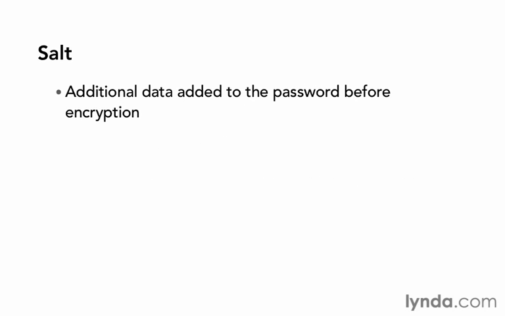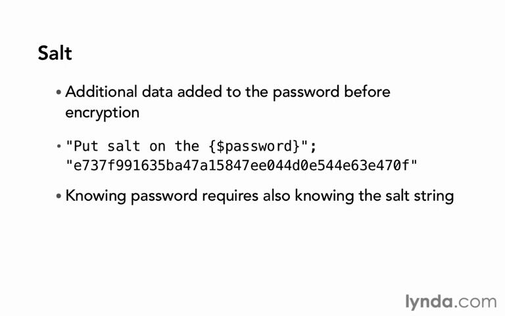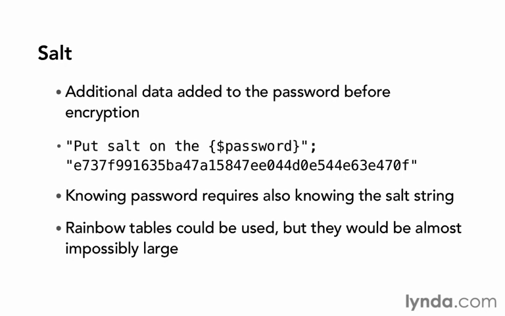Salt is going to add additional data to the password before encryption. So for example, a very simple salt would be to do something like this. Put salt on the password. So now it's not just the password anymore. It has some other string with it as well. Now, in order to know the password, you also have to know the salt string. A rainbow table still could be generated that had the string put salt on the something, but even if you got that, even if you figured out what that was, you wouldn't necessarily know what the password was. So rainbow tables could be used, but they'd be almost impossibly large.